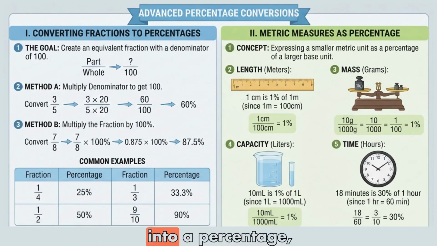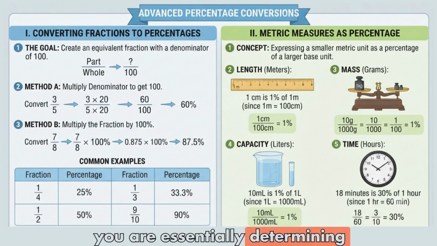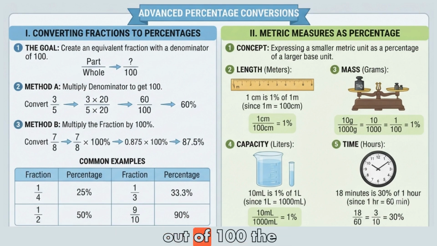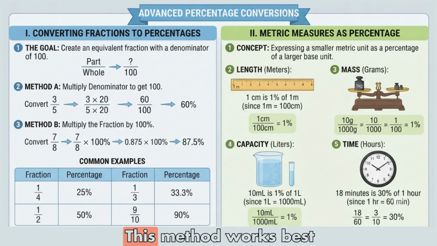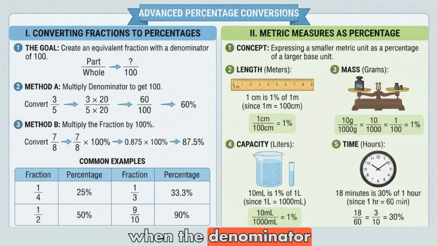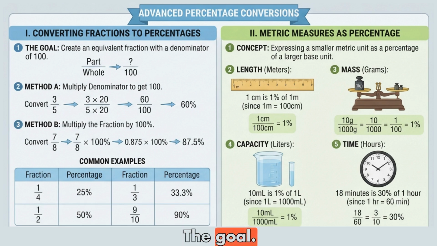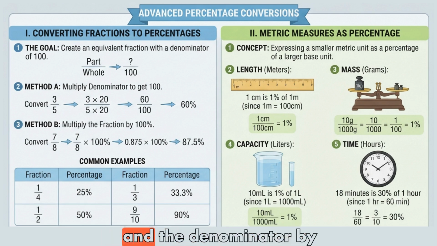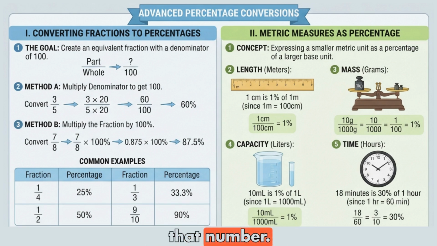To convert a fraction into a percentage, you are essentially determining how many parts out of 100 the fraction represents. There are two primary methods to achieve this. Method A: the equivalent fraction method. This method works best when the denominator can be easily multiplied to reach 100. The goal: find a number that, when multiplied by the denominator, equals 100. The action: multiply both the numerator and the denominator by that number.